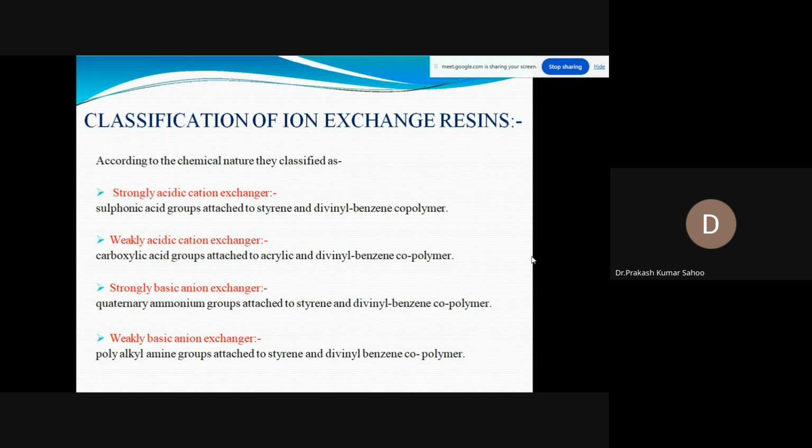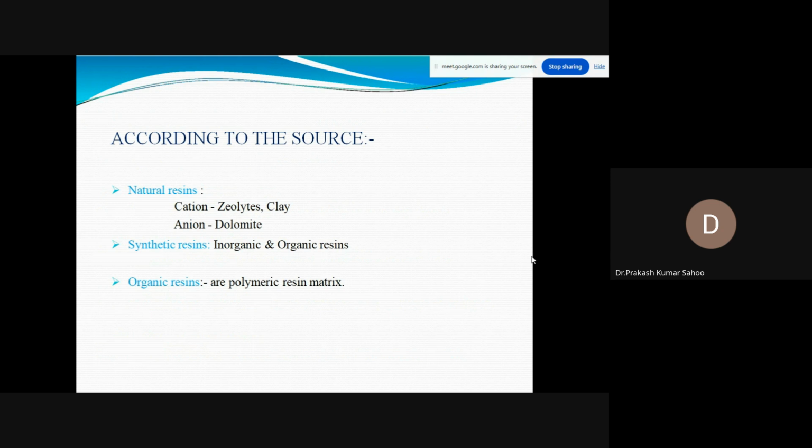If it is strongly acidic, then sulfonic acid. If it is weakly acidic, carboxylic acid. If it is strongly basic, quaternary ammonium salt. If it is weakly basic, then it may be polymer alkyl amine groups. Then according to the source, the resin may be of different types.